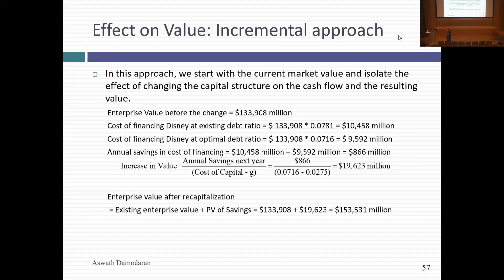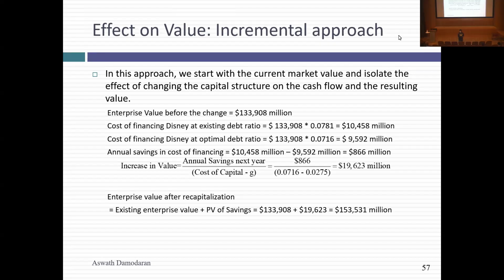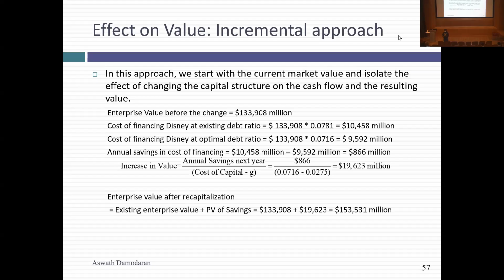So last session, I made up a lot of numbers because I didn't have the slides behind me. So let me go back and fix some of what I made up. Let's review. Disney right now is about 12% debt, or $16 billion in debt. That's where it is right now. Based on our assessment of what will happen to its cost of capital, if it goes to a 40% debt ratio, we believe we can lower that cost of capital to 7.16%.